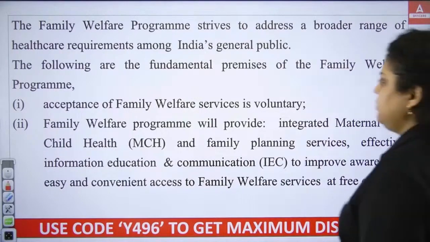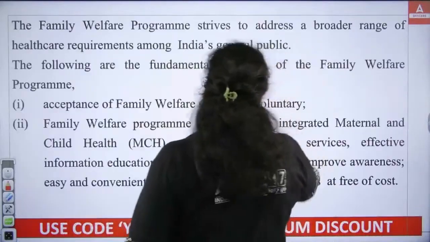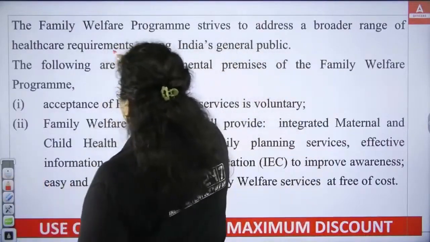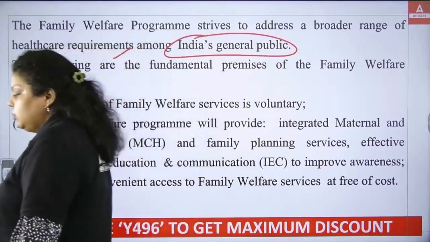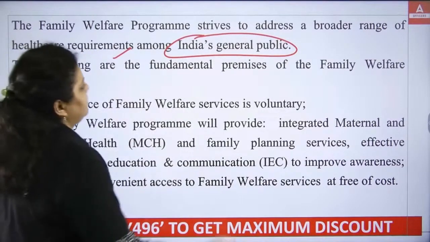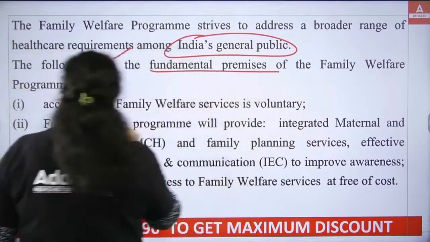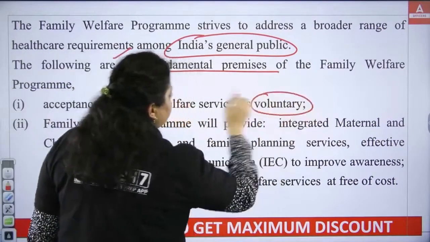Apart from that, the family welfare program aims to address a broader range of healthcare requirements among India's general public. So, what does it cover? It covers certain fundamental premises of the family welfare program. First is that acceptance of family welfare service is voluntary.